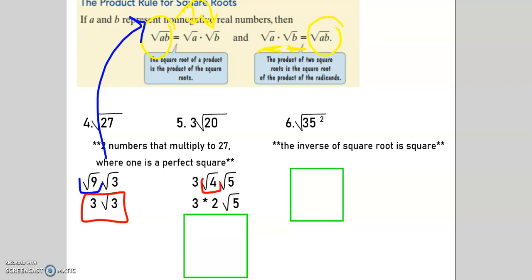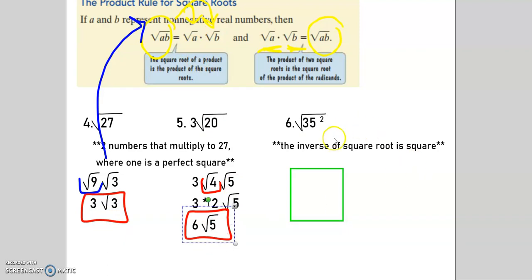The product rule, these terms are all being multiplied together. So notice now in my next step, I have the multiplication sign there. So I can multiply that to simplify it a little bit more. 3 times 2 gives me 6. There's my final answer, 6 times the square root of 5.